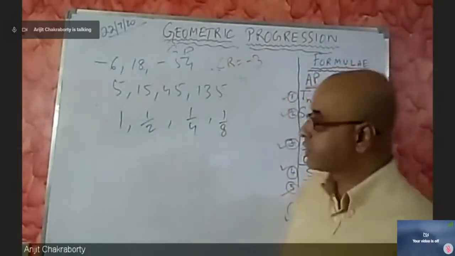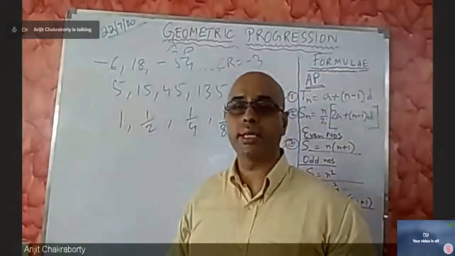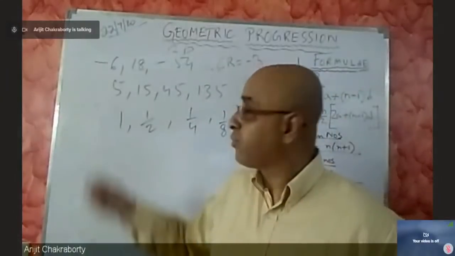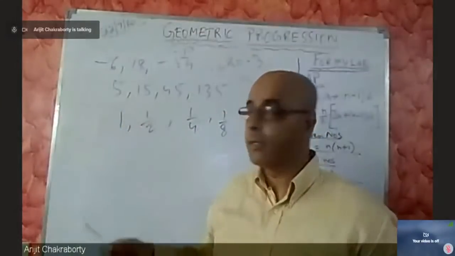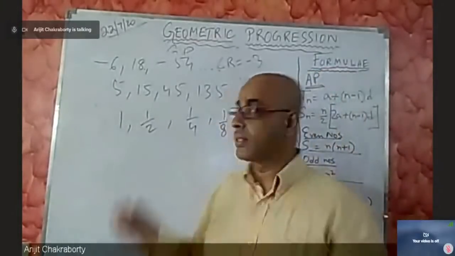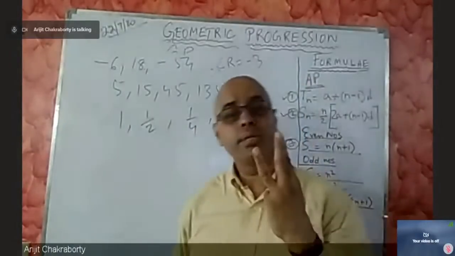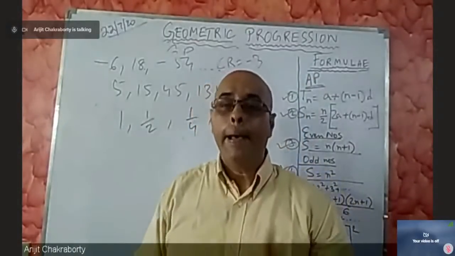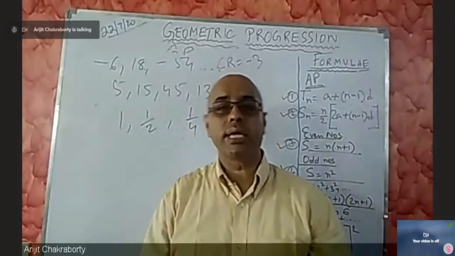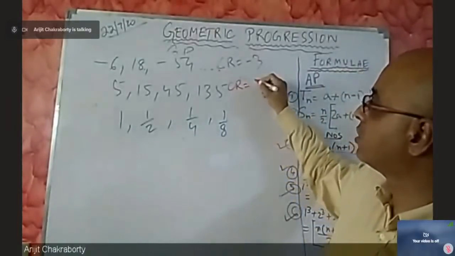Done. Second one, 5, 15, 45, 135. You can see it increases, right? 5 into what gives you 15? 3. So 5 into 3 is 15. 15 into 3 is 45. So if you divide, 45 by 15 is 3. 135 by 45 is also 3. So here it is a GP. No doubt it's a sequence. It is a GP. And here the common ratio is 3.